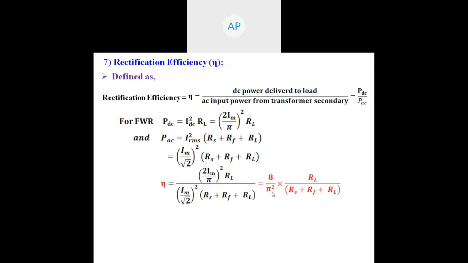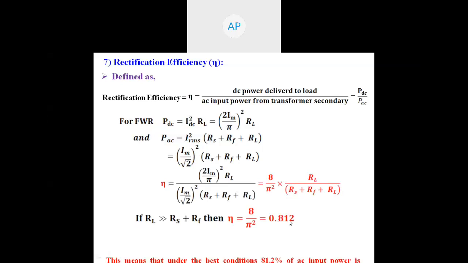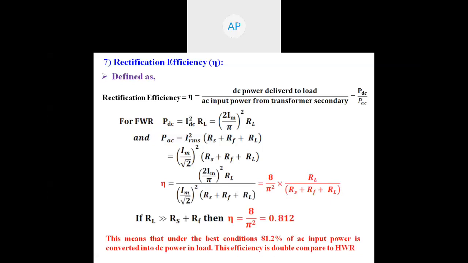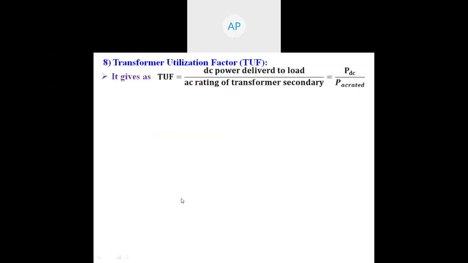For the half wave rectifier, guys, this is slightly changed. It's 4 divided by pi square. So finally, if you again consider RL very much greater than RS plus RF, then the efficiency will be 0.812, which is improved. This means that out of 100%, 81% is converted in the full wave rectifier, whereas in the half wave it's 40.7%. So improved.